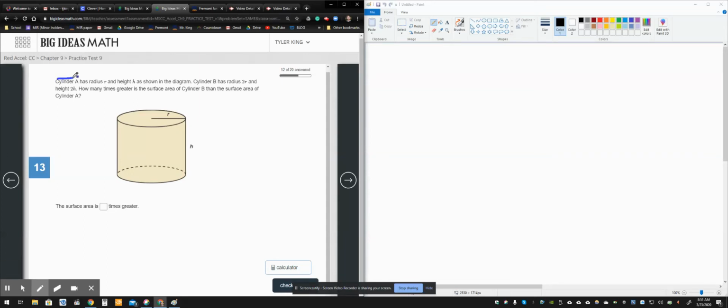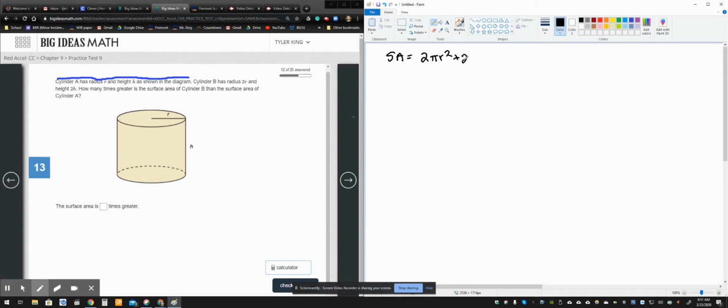So cylinder A has a radius of r and a height of h, as shown in the diagram. Okay, so when we're looking at this, we're going to start to recognize that this is using our standard formula for a cylinder, that the surface area of a cylinder is equal to 2 pi r squared plus 2 pi r h. Okay? Now, cylinder B has a radius of 2r and a height of 2h. How many times greater is the surface area of cylinder B than the surface area of cylinder A?